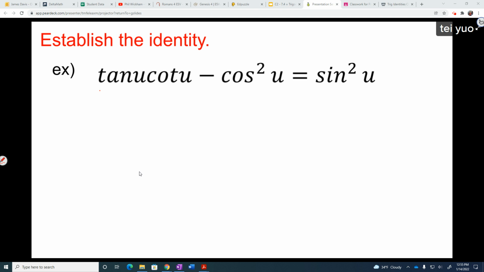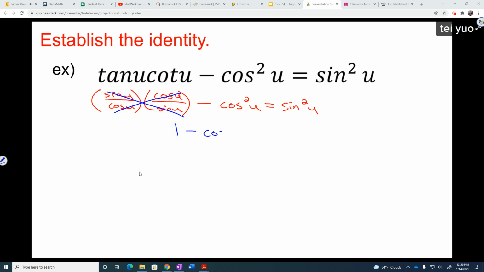Sines and cosines. Tangent is sine u over cosine u. Cotangent is the opposite: cosine u over sine u. Minus cosine squared u equals sine squared. Now these are both opposite, canceling here. So we're left with just 1. It's not a 0, it's 1. This is just kind of a 1 placeholder over there. So it becomes 1 minus cosine squared u equals sine squared u.